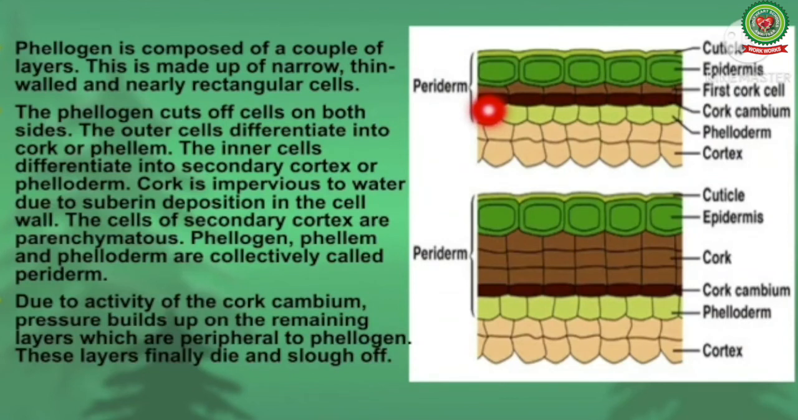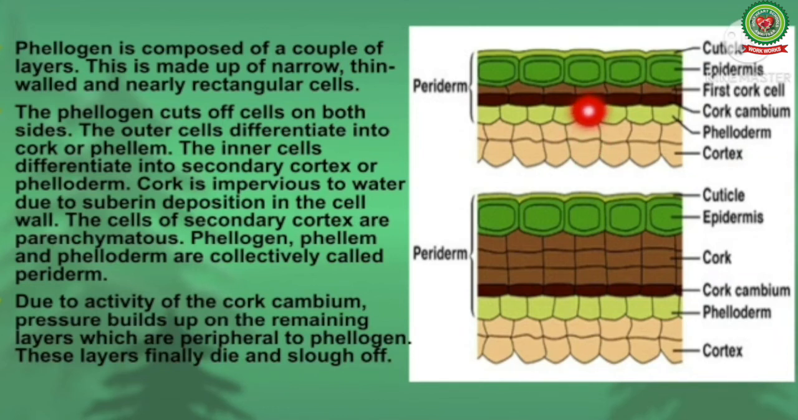This phellogen is composed of a couple of layers. This is made up of narrow, thin-walled and nearly rectangular cells. The phellogen cuts off cells on both sides. The outer cells differentiate into cork or phellum. The inner cells differentiate into secondary cortex or phelloderm. Cork is impervious to water due to suberin deposition in the cell wall. The cells of secondary cortex are parenchymatous. Phellogen, phellum, and phelloderm are collectively called periderm.